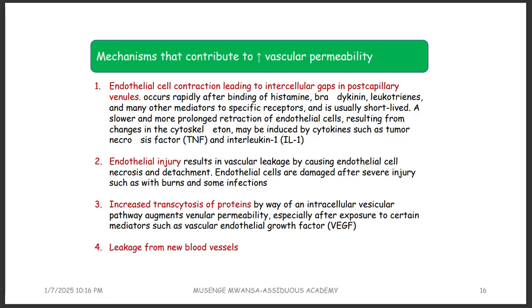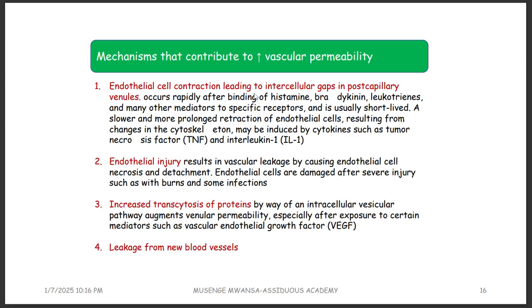A prolonged contraction is going to be because of the contraction of the cytoskeleton. And this one is going to be because of tumor necrosis factor and interleukin 1. Otherwise, histamine, bradykinin, and leukotrienes cause only a small contraction which is short-lived, not prolonged.